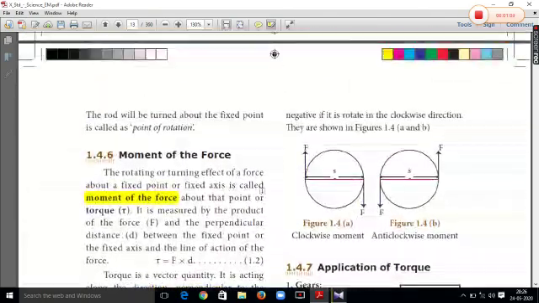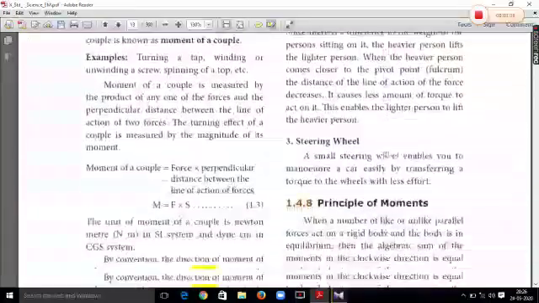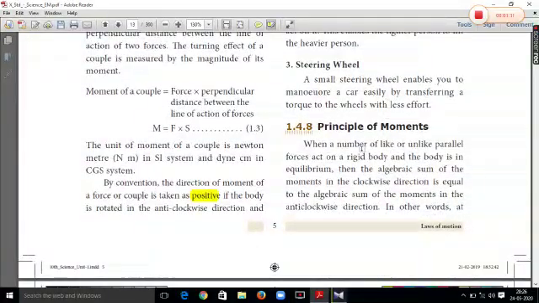Now, let us begin today's portion, principle of moments. Principle of moment states that anti-clockwise moment is equal to clockwise moment. Example, moments acting on a seesaw. Both people A and B exert a downward force on the seesaw due to their weights. Person A's weight is trying to turn the seesaw anti-clockwise, while person B's weight is trying to turn the seesaw clockwise. Here, seesaw is in equilibrium.